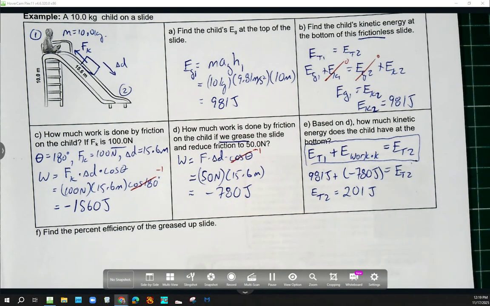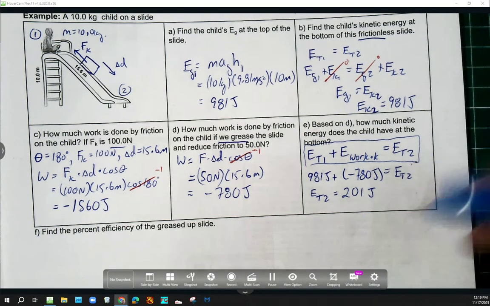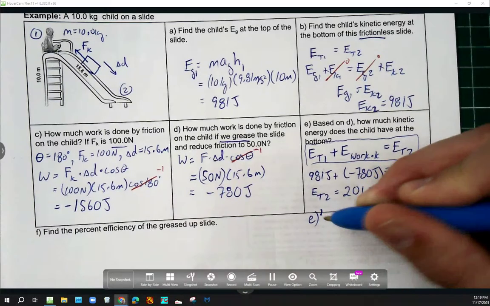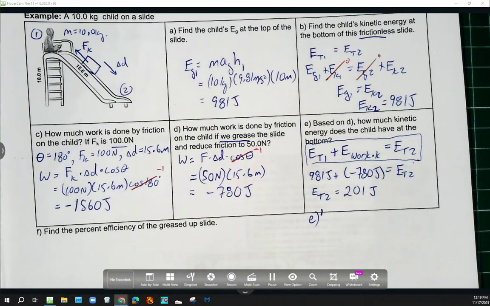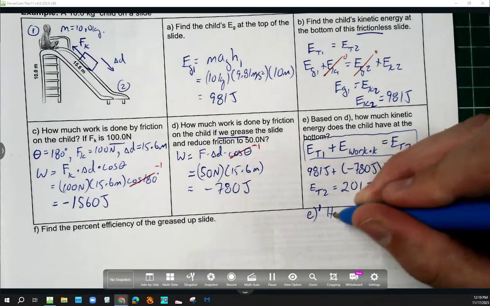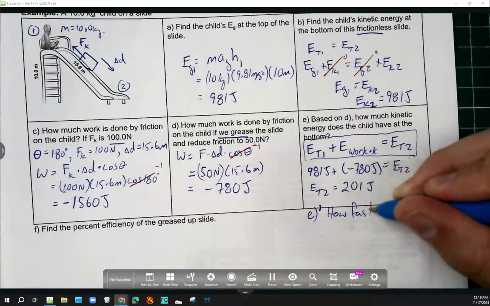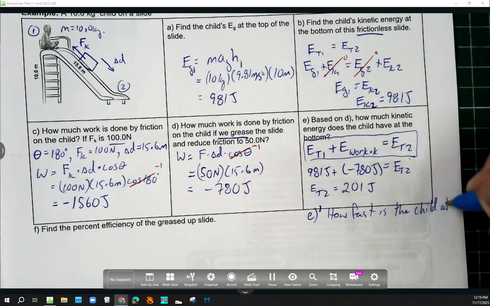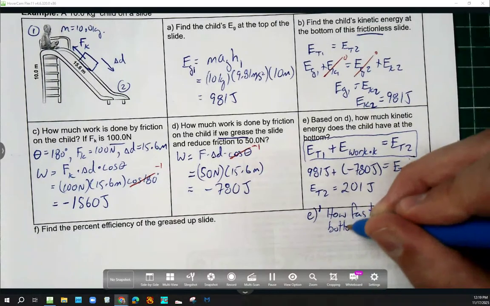So I got 201 joules. And then, of course, I think it stands to reason if we wanted to do this, I'm just going to call this part E primed. A little extension on E. How fast is the kid at the bottom? Because we'd like to make sure that the kid gets there.